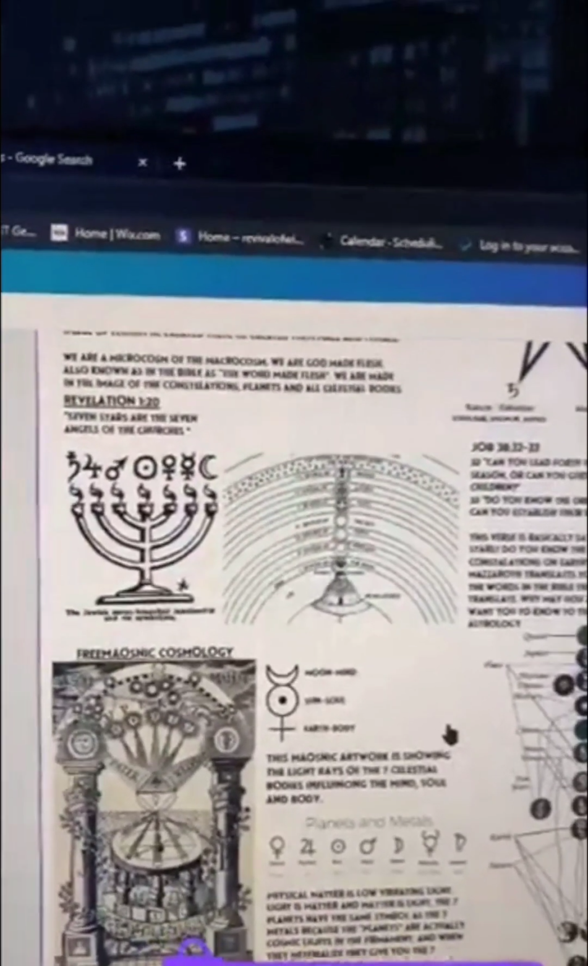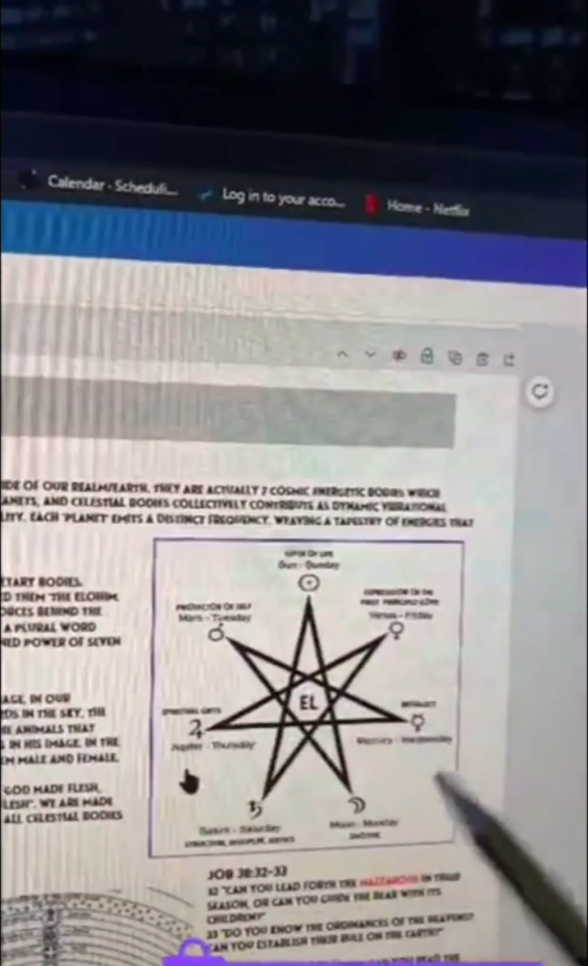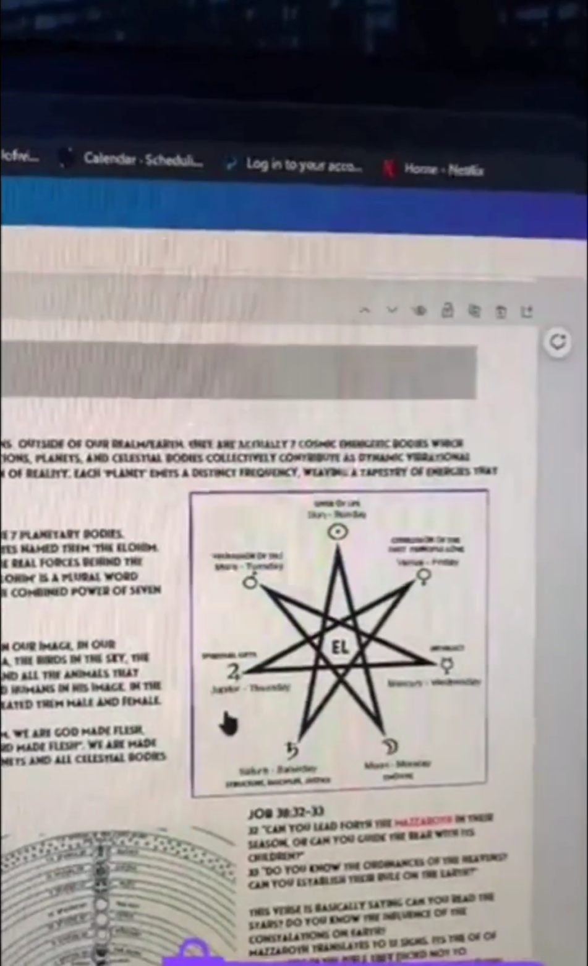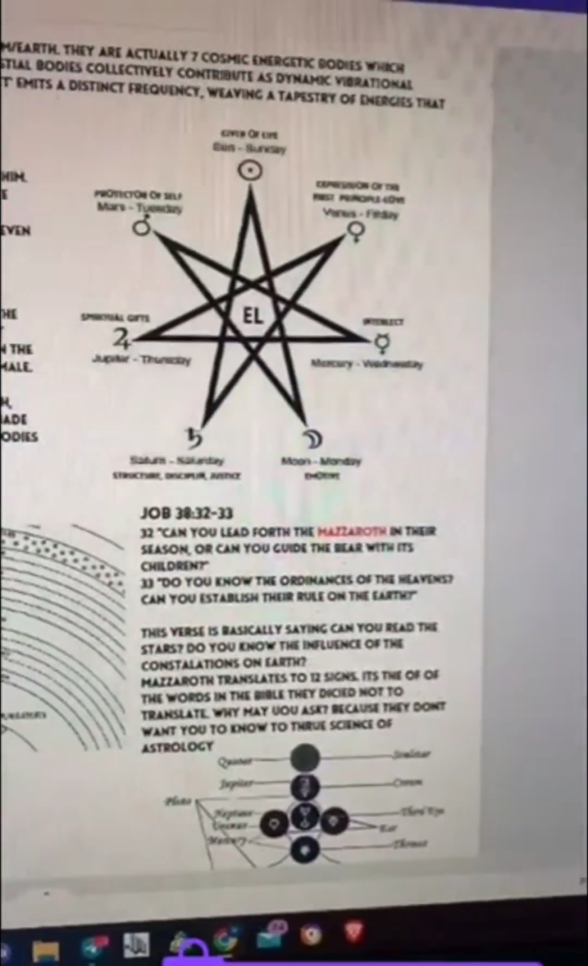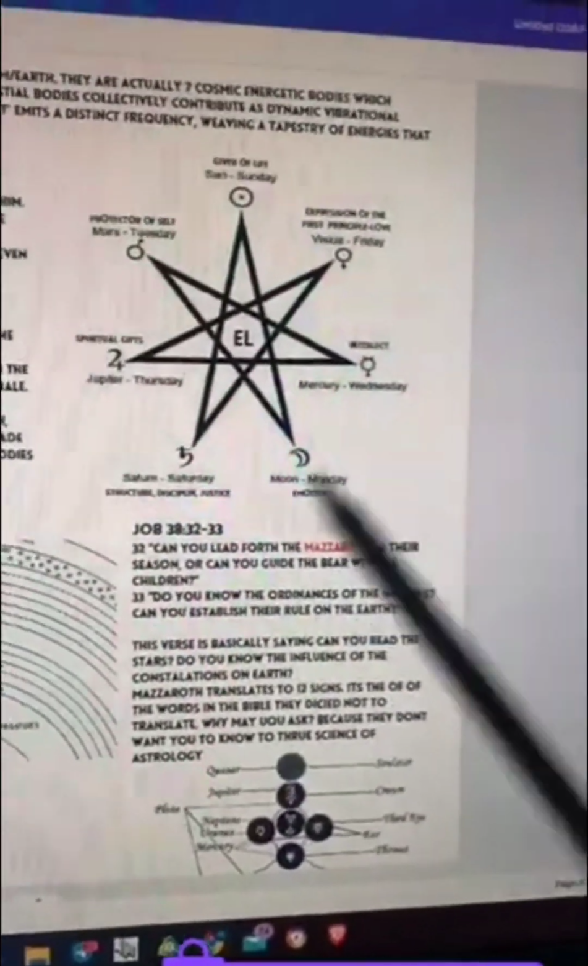Elohim is plural, and in the Bible it says, "Then the Elohim said, let us make humans in our image after our likeness." We are made in the image of the stars and the 7 planets. They are not planets, they are 7 cosmic energies that give us the understanding and the ability to function in this reality. Job 38:32, can you lead forth the Mazzaroth in its season?